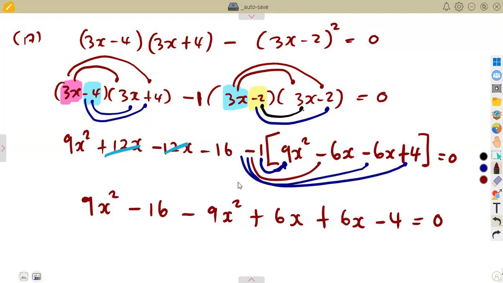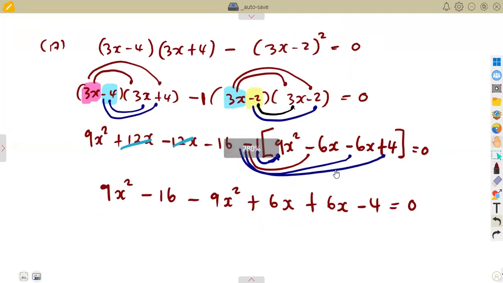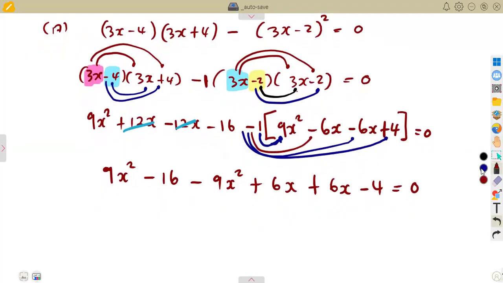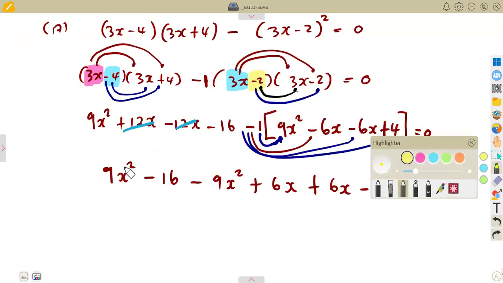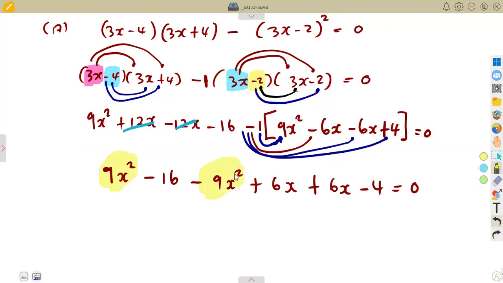That's the idea there. With this same concept of collecting your like terms, you are going to see that 9x squared minus 9x squared, that's a 0 there. This cancels. They are the same. So 9 minus 9, that's a 0. Thus we are left with the constants and also the part of x. This is 6x plus 6x, so that will be a positive 12x. The numbers minus 16 and minus 4, that's a negative 20, which is equal to 0.